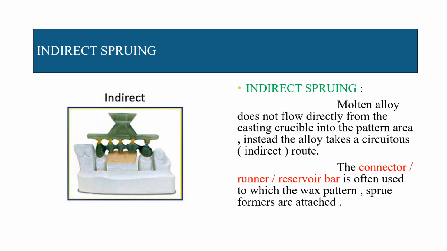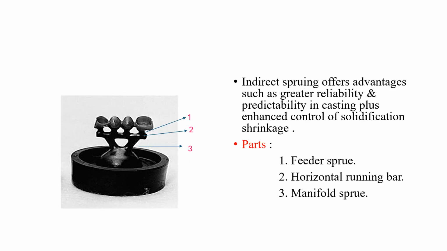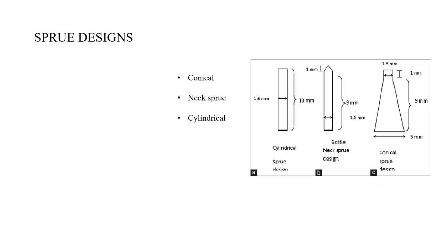The connector or runner or reservoir bar is often used, to which the wax patterns or the sprue formers are attached. So this is called a connector or reservoir or runner bar. Indirect sprueing offers advantages such as greater reliability and predictability in casting, plus enhanced control of solidification shrinkage. The parts of it include part 1, the feeder sprue, 2, the horizontal running bar, and 3, the manifold sprue. Basically, we have three sprue designs: a conical sprue, a bottleneck sprue design, and a cylindrical sprue.